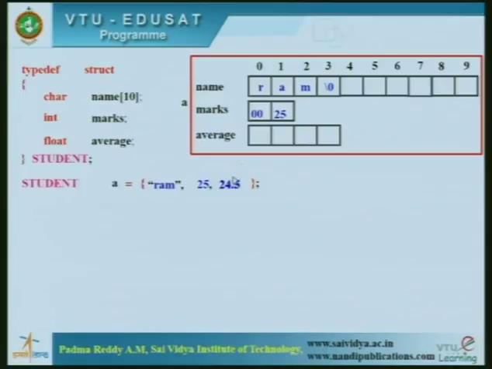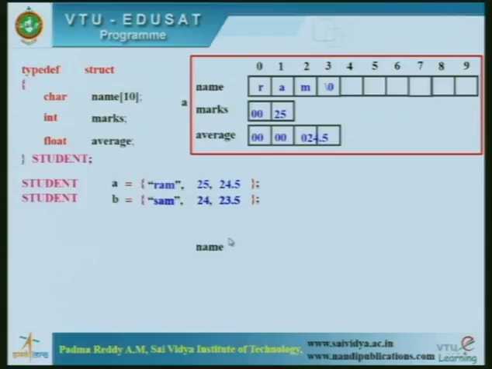And you have 24.5, and that will be copied into these memory locations. So, this is how we can initialize the type defined structure also. Now, if you want another variable, you should have B is of type what? Student. Next, if I write B is equal to Sam, 24, 23.5, enclose all these initial values within the braces like this.